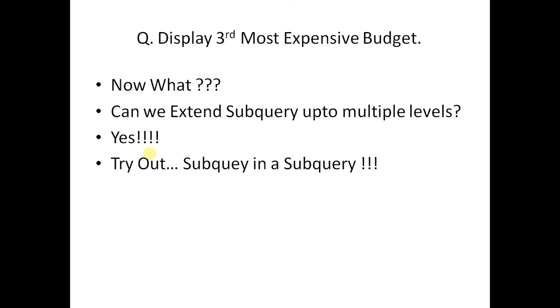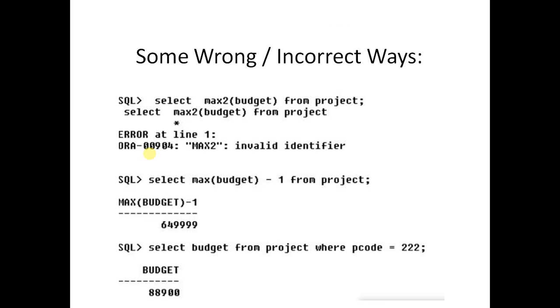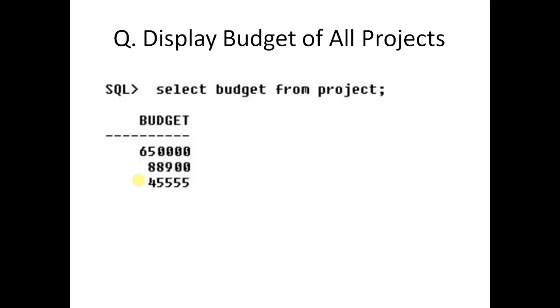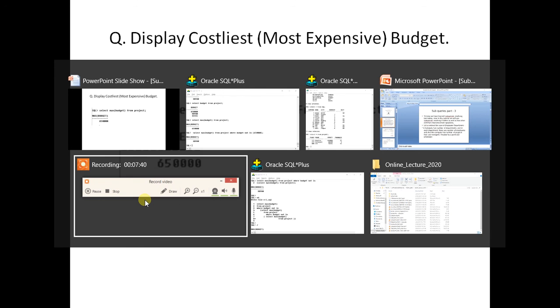Now, how can you display the third most expensive budget? Can you extend a subquery to multiple levels? The answer is yes. So this is your exercise: try out a subquery in a subquery. What we want is that 45,555 should be displayed.